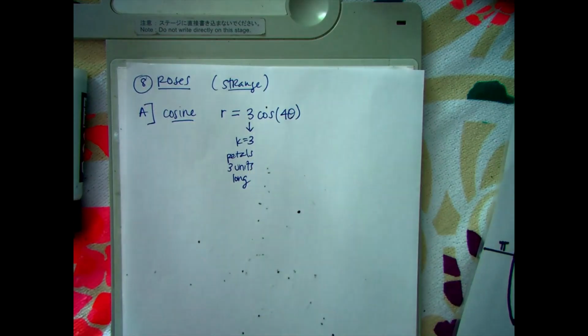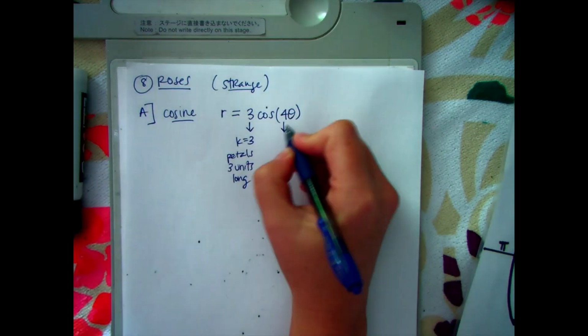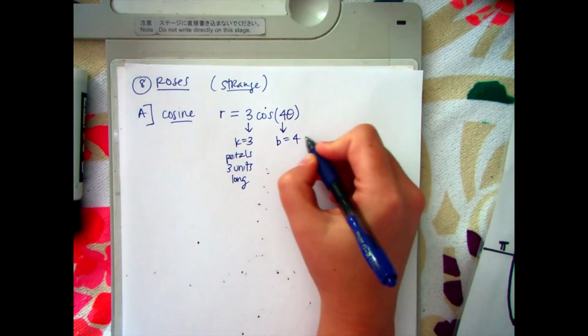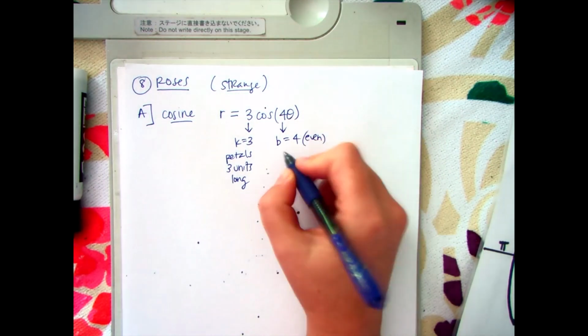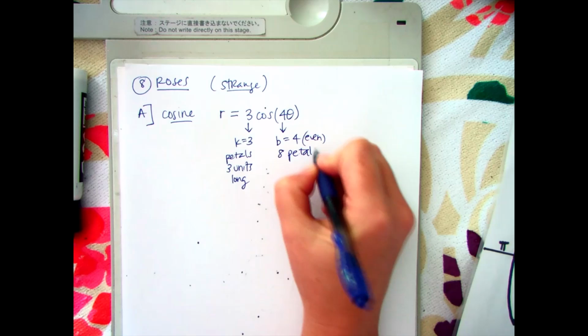We also want to know how many petals there are. So we look at the value of b. b is 4, that's an even, which means there's going to be 8 petals.